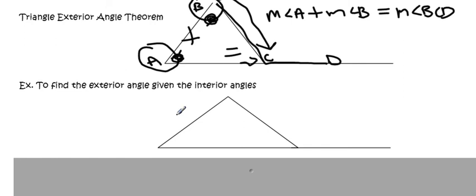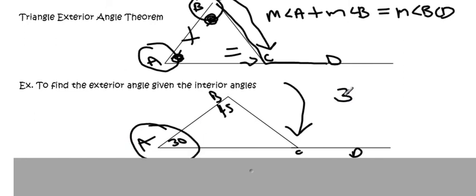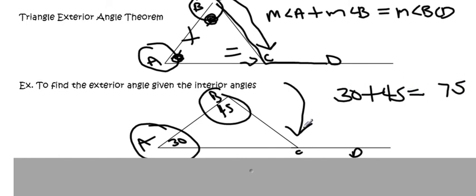So if this angle, we'll go back to call this ABC again, and D over here. If this angle A is 30 and this angle B is 45, to find the exterior angle, we would take the sum, 30 plus 45, the sum of the two remote interior, and that would equal the exterior. So this exterior angle is 75 degrees.